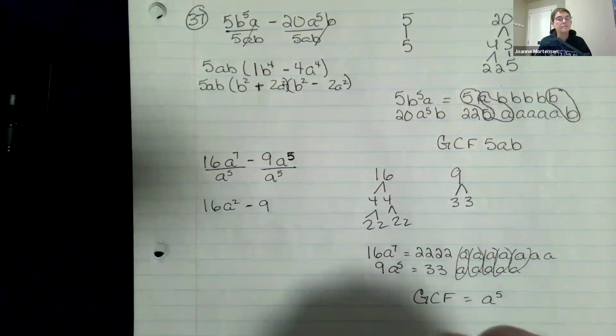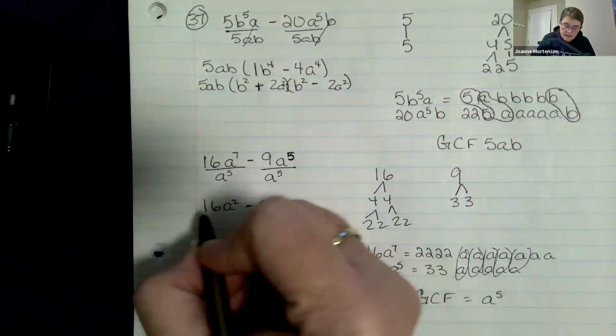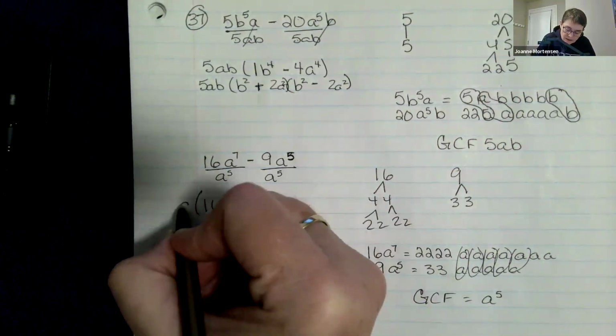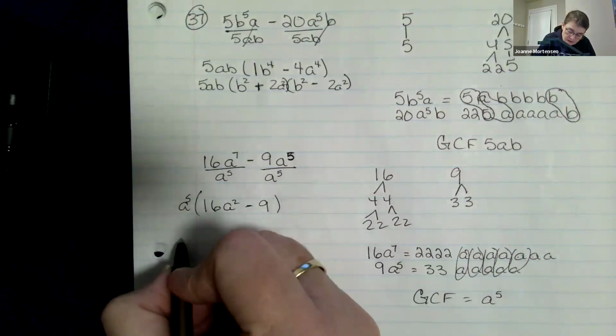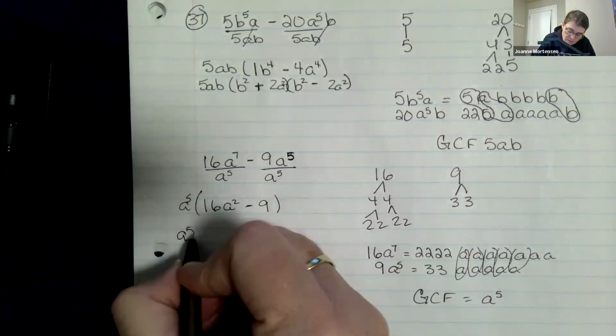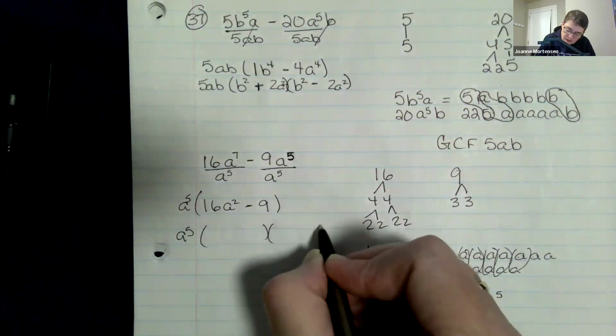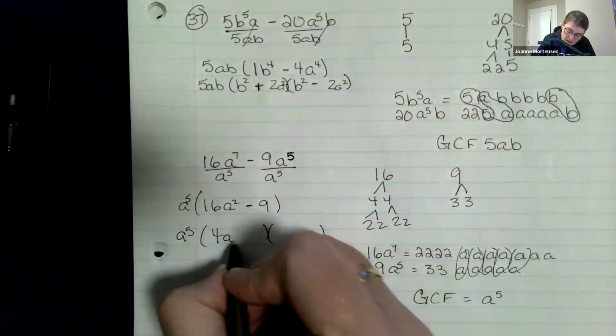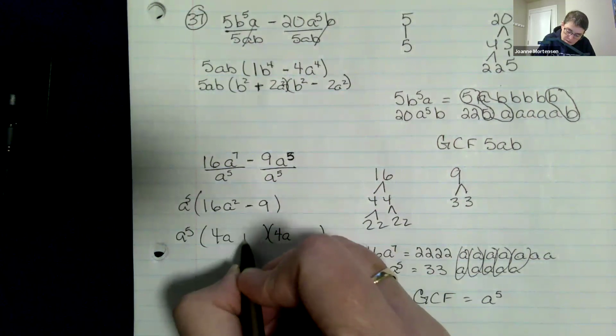Oh, they do. Yeah, I lost my a^5 out of this one. So a^5, brackets, 4a minus 3, 4a plus 3.